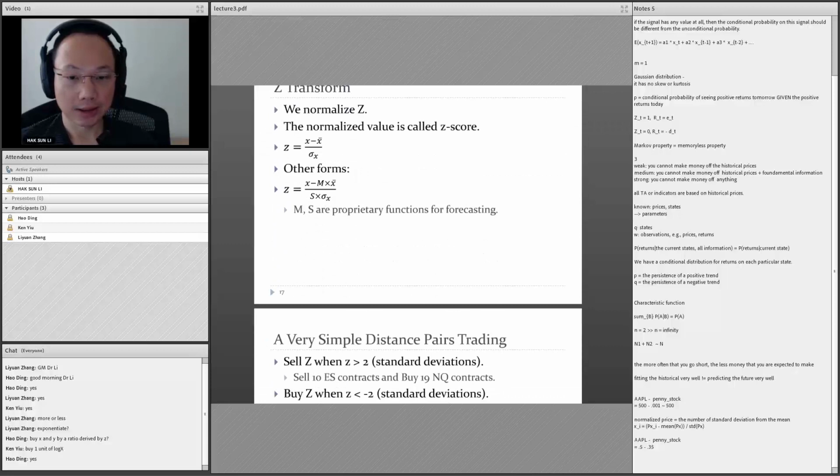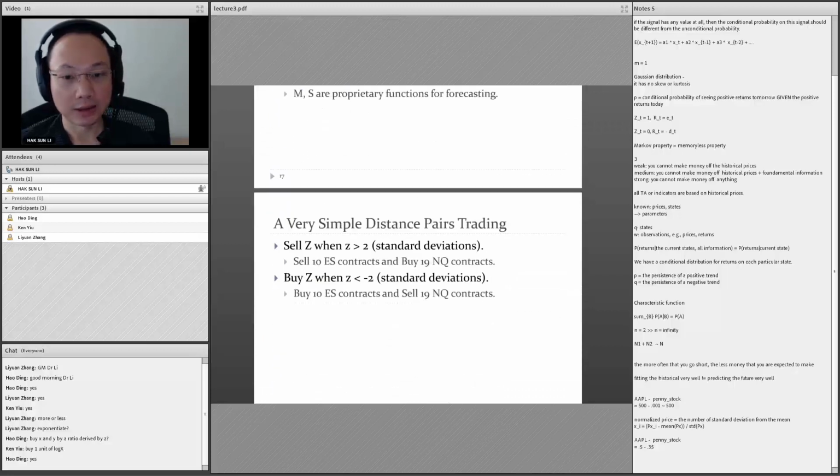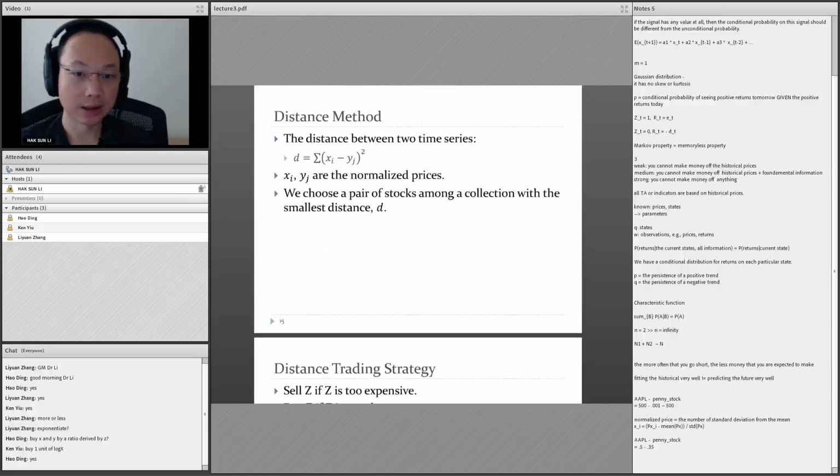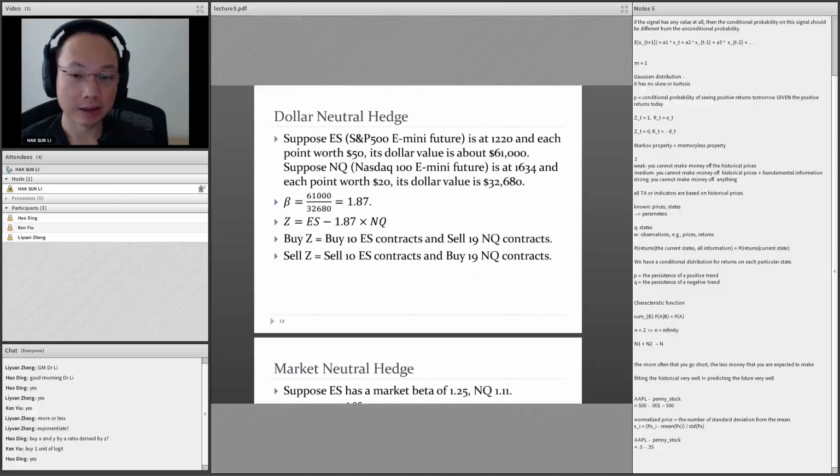So here I said it already. When Z becomes expensive, meaning that it's 2 standard deviations above the long-term mean, you sell. Based on our pair, what does it mean when we are selling Z? When we are selling Z, we are selling 10 contracts of ES, and we are buying 19 contracts of NQ.